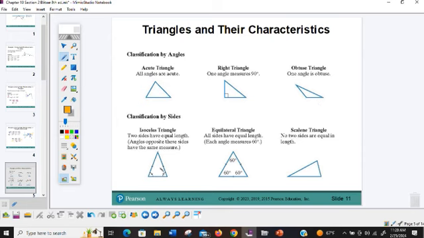Now when we look at their sides, if two sides are the same, it's called isosceles. And by the way, the base angles across from those two sides are also equal. If all the sides are equal, that's called equilateral, and it's also equiangular. You take 180 and divide by 3, you find each one is 60 degrees. And last, if none of the sides are the same, they're all different lengths like that, that's called a scalene triangle.